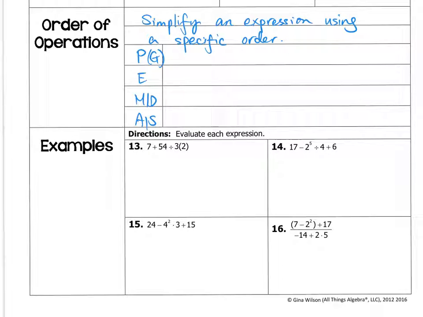P stands for parentheses, and G stands for grouping. So you can say this is parentheses and grouping symbols. Grouping symbols includes parentheses, brackets, fancy parentheses, all of these things, and absolute values. And E stands for exponents, and sometimes they're also called powers, right? 5 raised to the 3rd power, or 5 cubed.